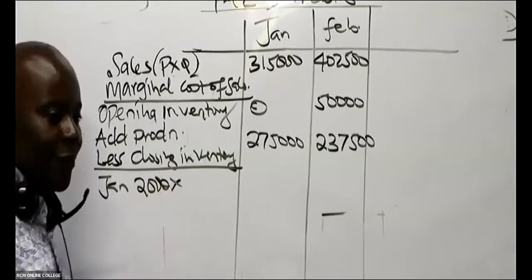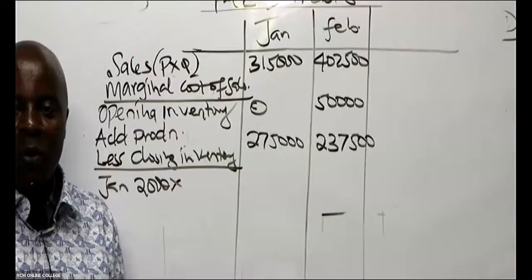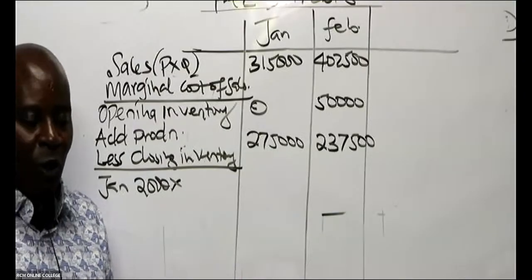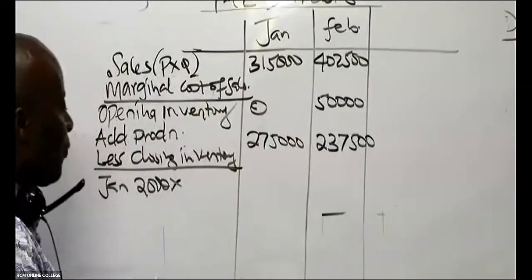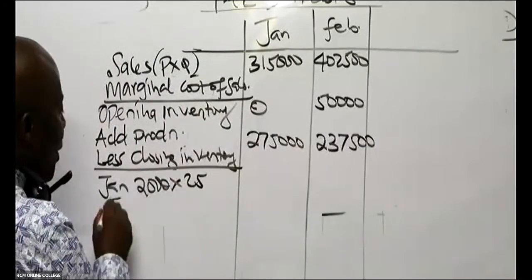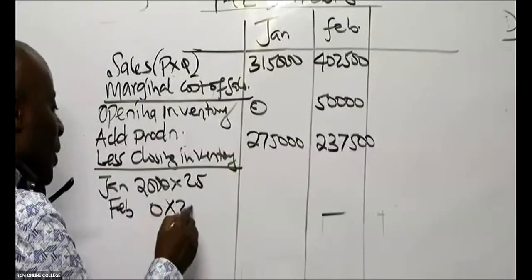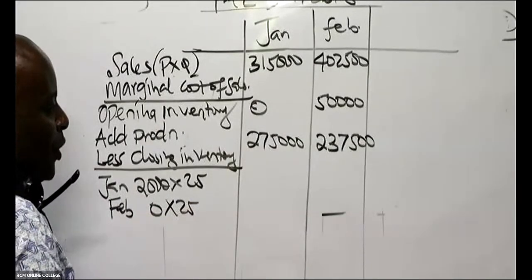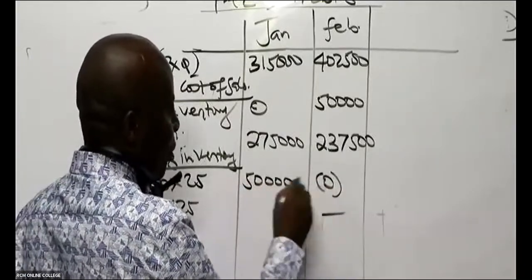At what rate? Remember, inventory and production, we normally value them at the same. And because you're using marginal cost, you're valuing this at 25. February closing was 0, isn't it? For revision, I can just say times 25. So then this gives me 50,000, right? This gives me 0. Remember, I'm supposed to subtract.